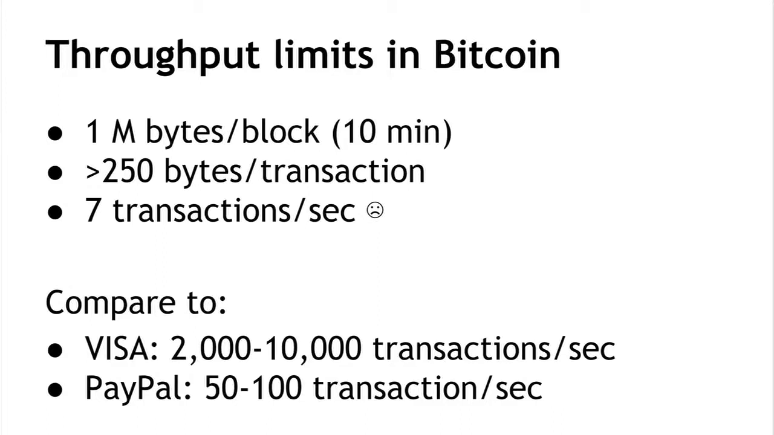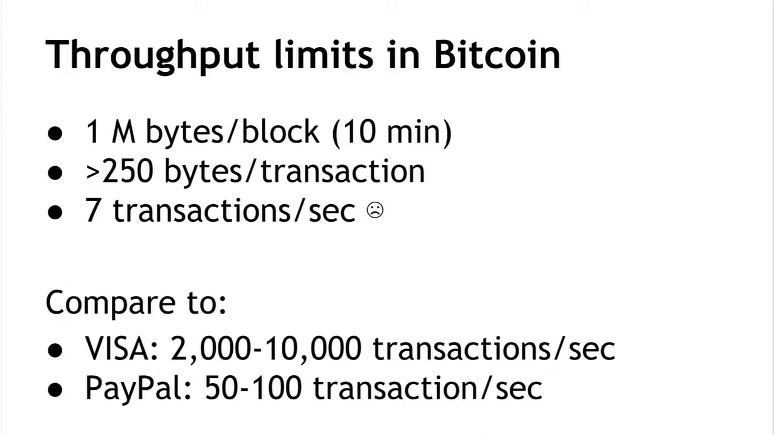And it seems like tweaking those numbers would be very easy. It's just one constant in a file somewhere that you'd have to change. It would actually be very hard to change this in practice for reasons that will become clear in a few seconds. So how does 7 transactions per second compare?